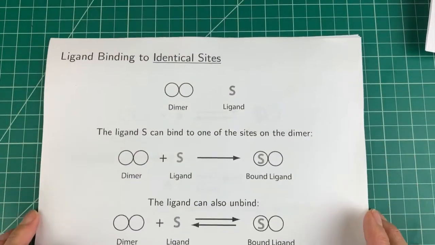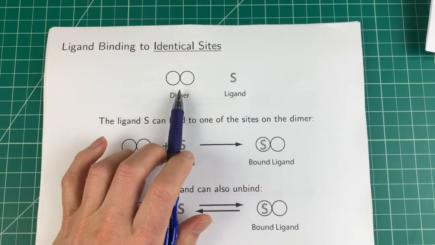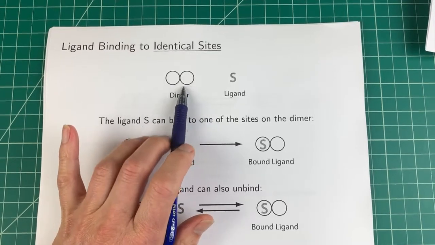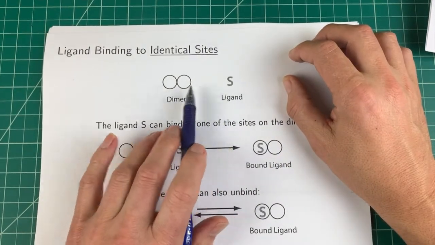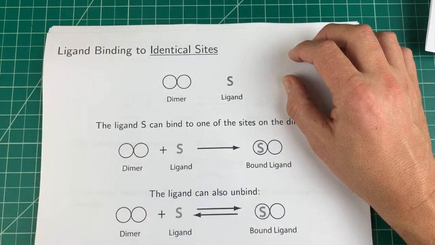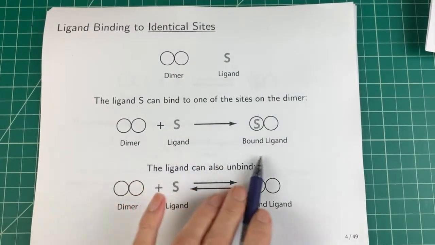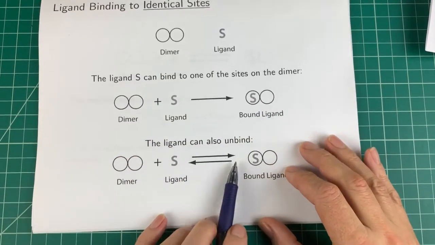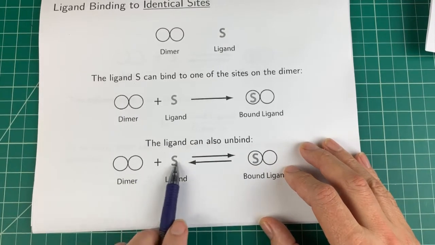Okay, so let's start by talking about ligand binding to identical sites. So here I have a protein that's a dimer. It's got two identical subunits, and on these subunits there's some active site which can bind ligand S. Now these sites are identical, so binding on the left or the right has the same strength of binding. So we can write down dimer plus ligand gives a bound ligand. You notice that I bound it to the left side. It can also unbind, of course. S can be released from the dimer to produce free dimer and free ligand.